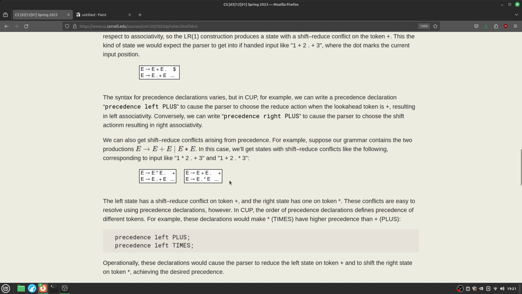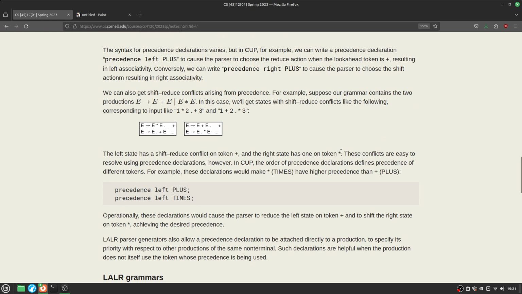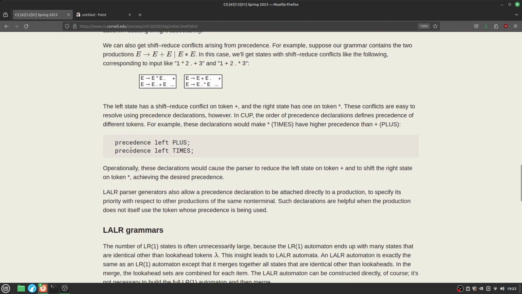Yeah, okay. So it's a problem because we don't know whether we should be reducing here or shifting. The left state has a shift-reduce conflict on token plus, and the right state has one on token asterisk. These conflicts are easy to resolve using precedence declarations, however. In CUP, the order of precedence declarations defines precedence of different tokens. For example, these declarations would make times have higher precedence than plus. Precedence left plus, precedence left times.